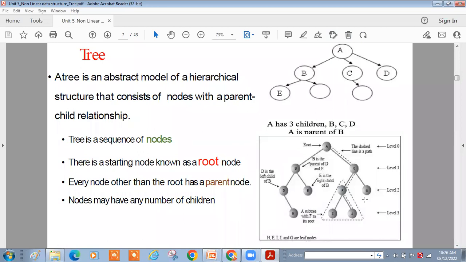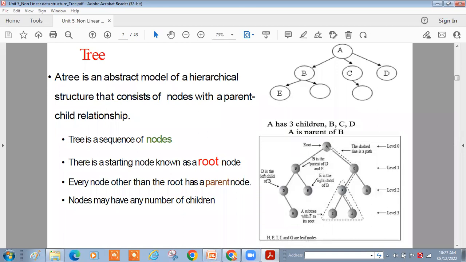Here again, this is another example. In this example, A is the root node. Here, using this line, that is an edge. That edge means I have to move from A to C. That is also called the path. So this is the root node connected with these two nodes with the edges. They are called the parent nodes.